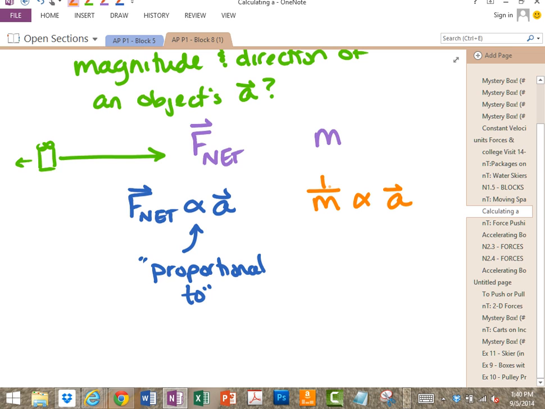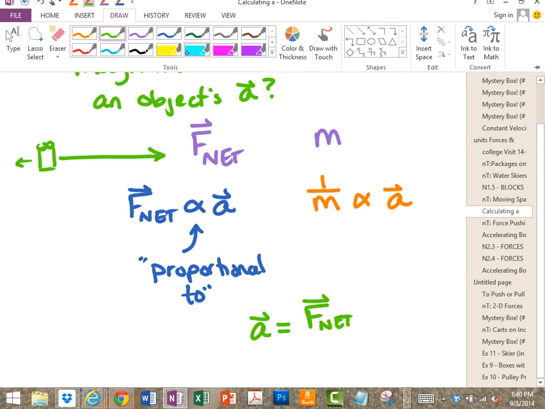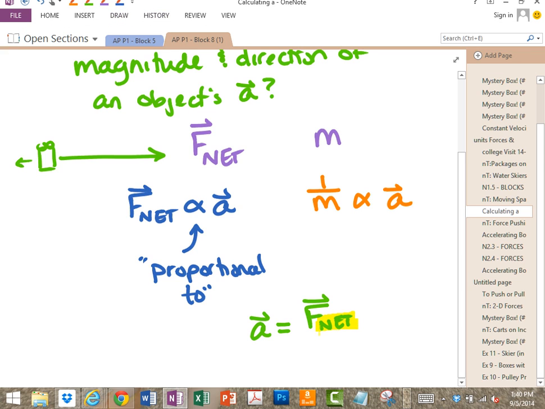Okay, so we're going to put them together. Here we go. So that means that acceleration is directly proportional to net force. And my friends, I have to reiterate this over and over: this is the most important part. It has to be the net force. It's not gravity, it's not applied, it's not normal, it has to be the net force.